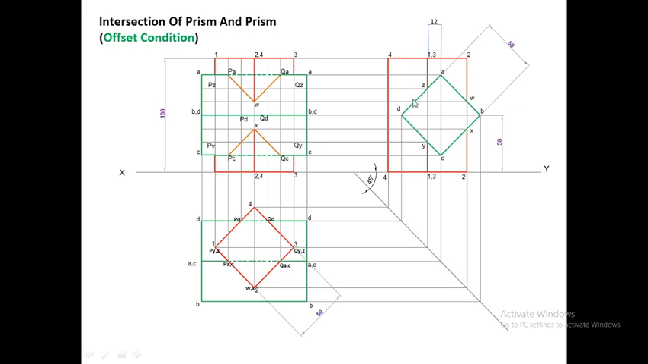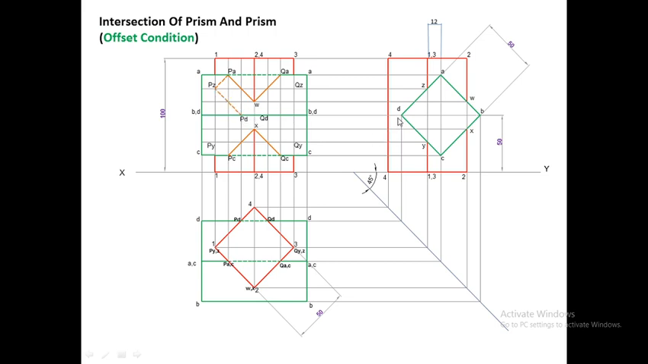Now while joining these points, all the lines will be hidden since they are not visible from the right hand side view. Now next we will join A to Z. So PA to PZ hidden. Next will be Z to D, which will again be hidden. So Z to D hidden.